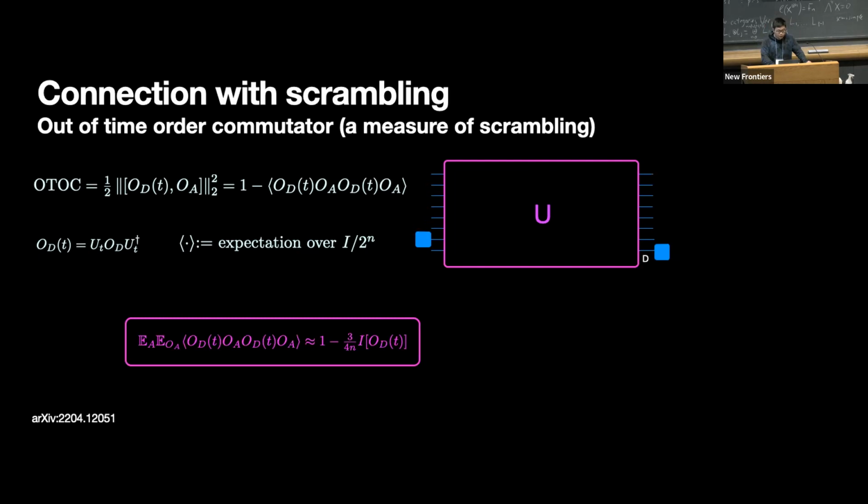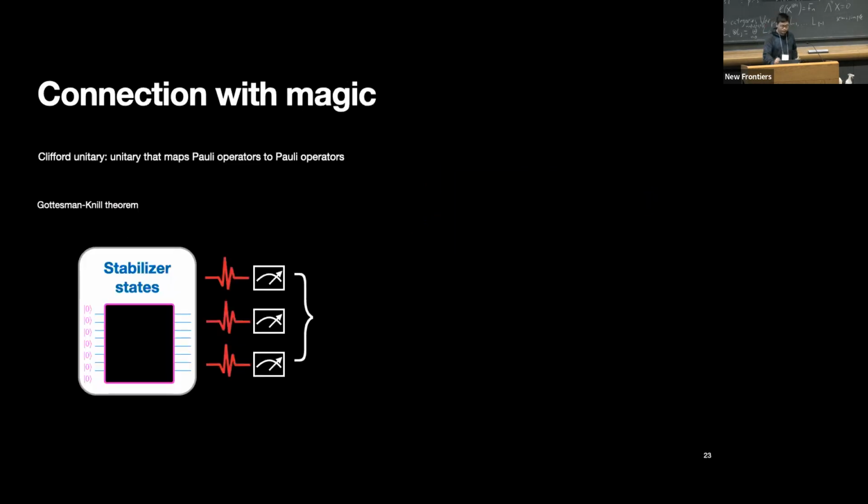And the second connection we found is the connection between sensitivity and magic. To talk about magic, we first need to introduce some basic concepts called Clifford unitaries or stabilizer circuits. Clifford unitaries are defined as the unitaries that map Pauli operators to Pauli operators.